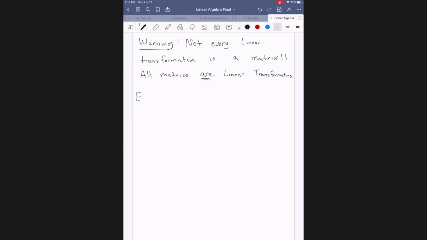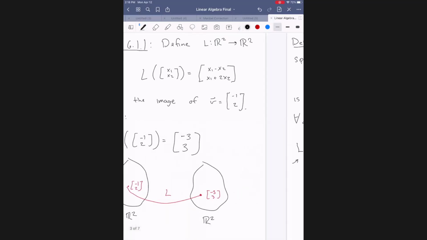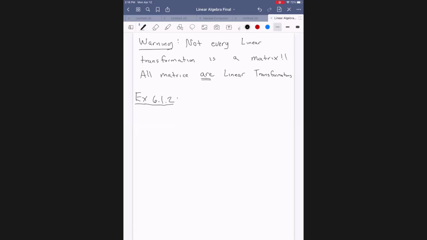So, examples. Example 6.1. Show that a linear transformation L from the vector space of n by n matrices with real values to the set of n by n real-valued matrices, defined as L of A, where it takes in a matrix A and I define it as taking the transpose of it, is a linear transformation.